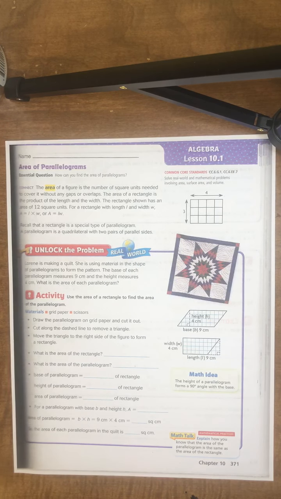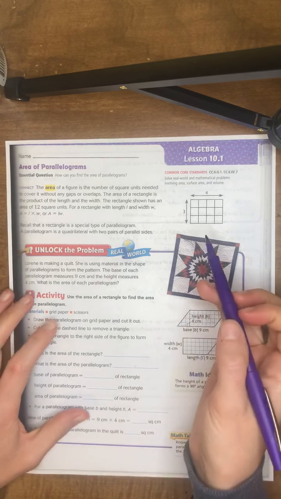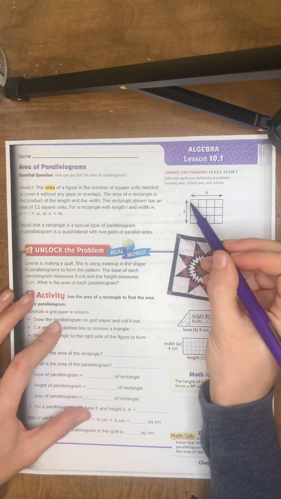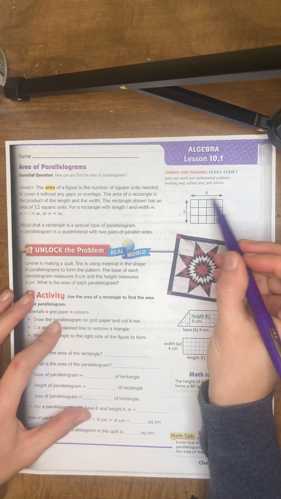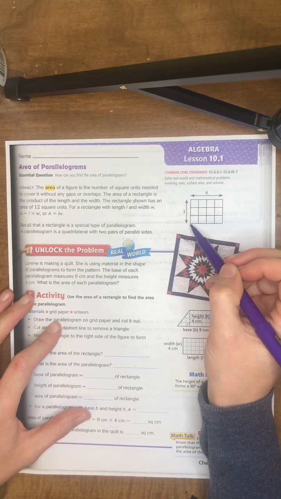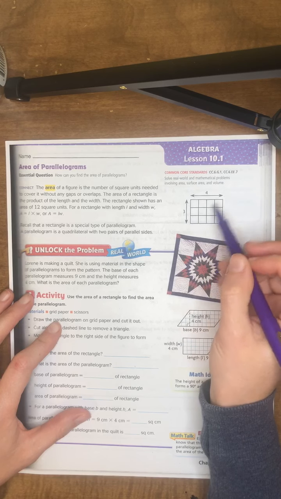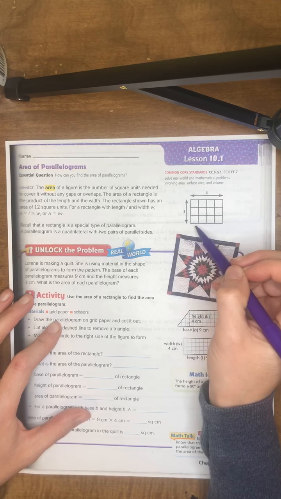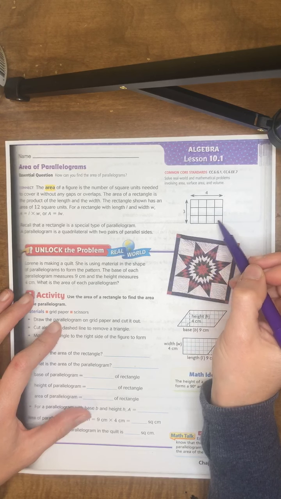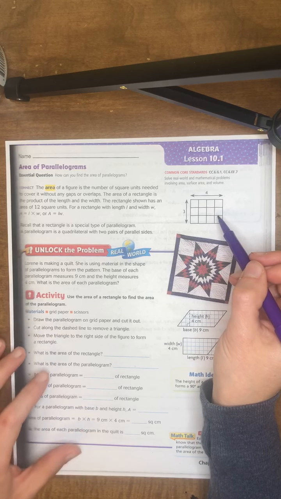Lesson 10.1, Area of Parallelograms. The area of a figure is the number of square units needed to cover it without any gaps or overlaps. So, for example, a rectangle has a length of 4 and a width of 3. So you would multiply the length times the width in order to figure out the square units. So in this case, it would be 12 square units.